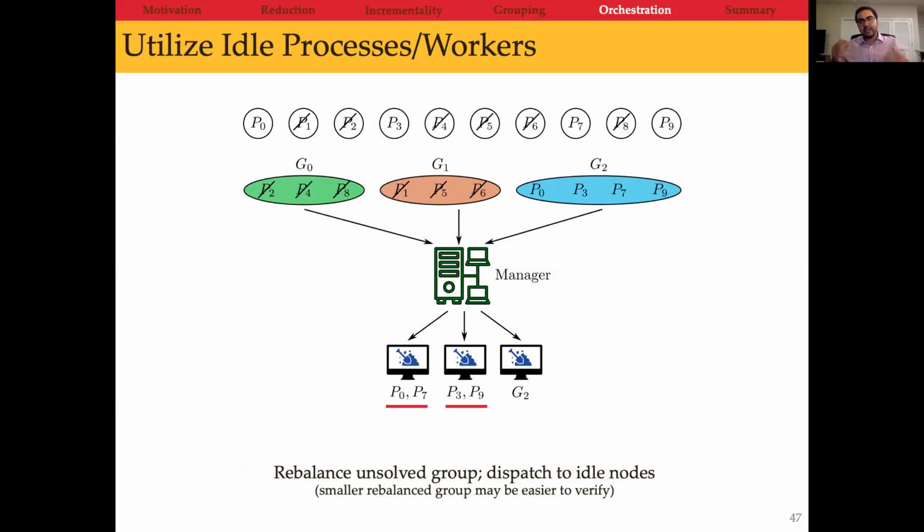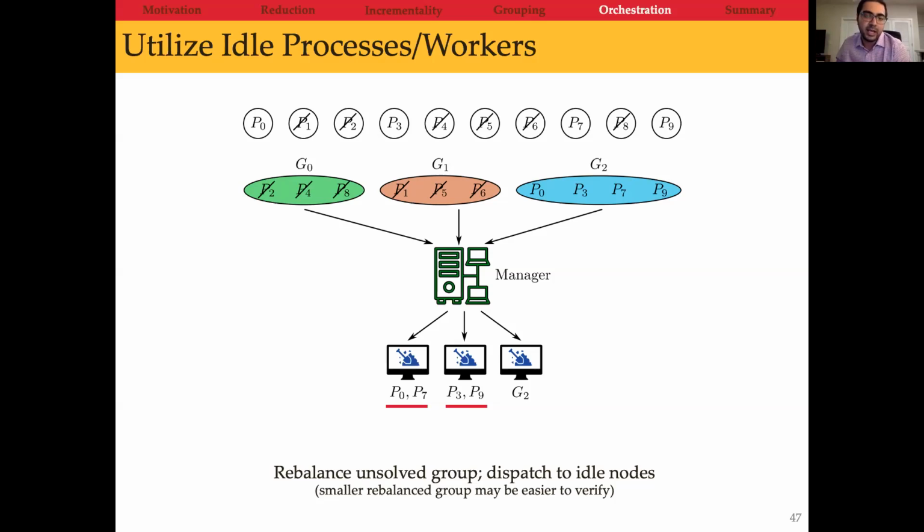So to mitigate this problem, our rebalancing procedure enables us to split the unsolved group and dispatch the rebalanced group across the idle nodes, while still continuing the verification of G2 on the node that was working, maintaining the benefits of high affinity verification.